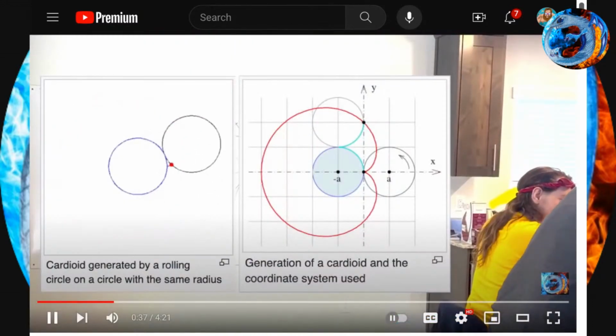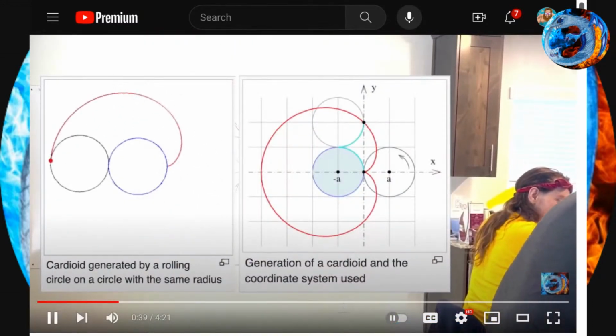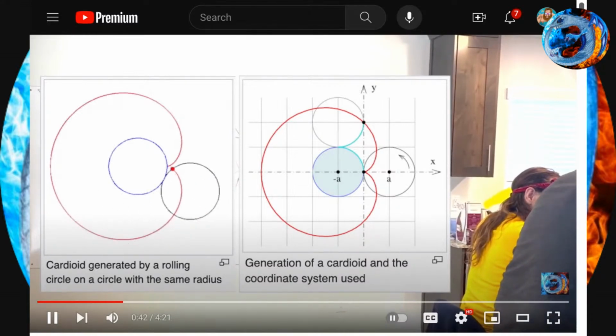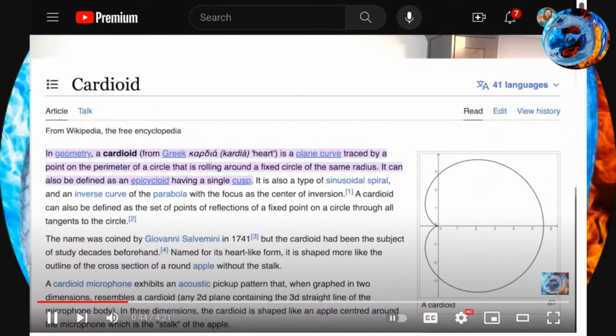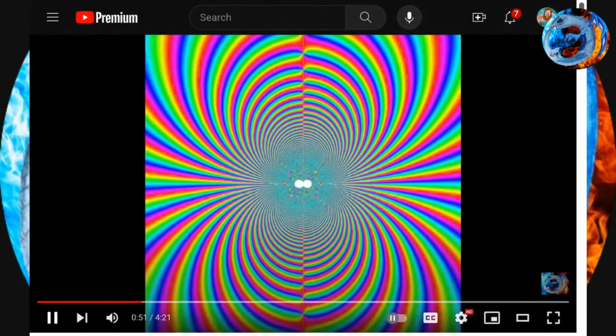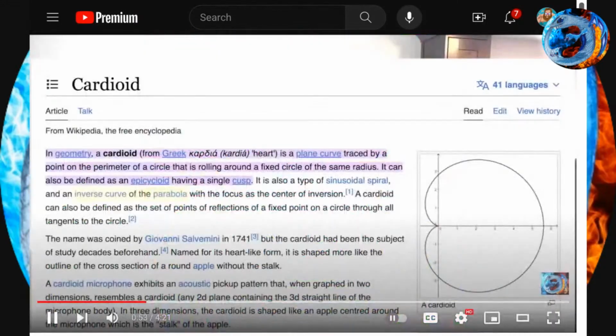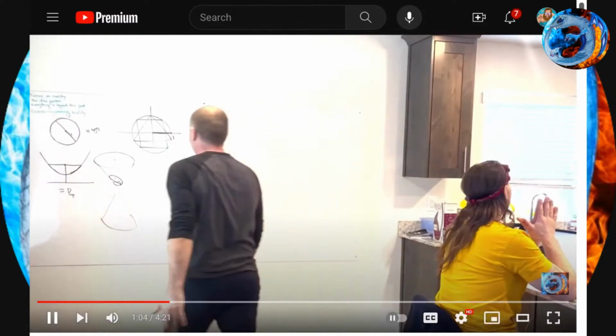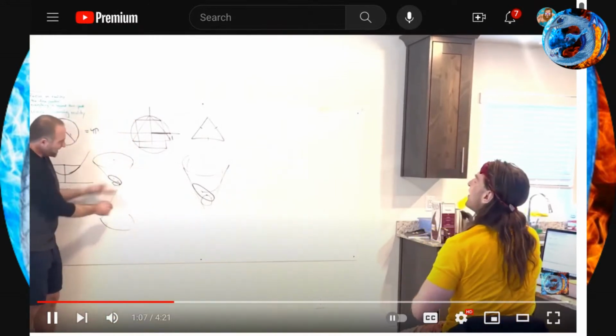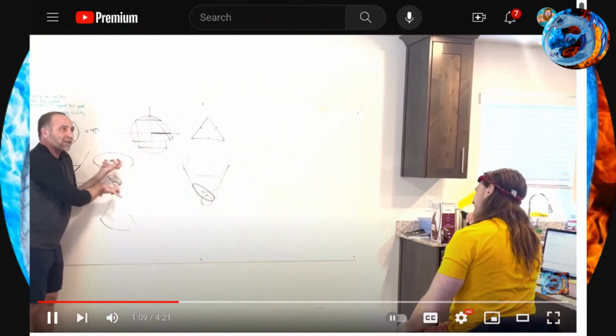Okay, but what do we want to think of this curve as? That path that follows, what kind of path is it? Well, it's the inverse curve of the parabola. It's literally the inverse curve of the parabola with the focus at the center of inversion. Okay, so now we have inverses of hyperbolas and inverses of parabolas, and this is the shape that makes hyperbolas and parabolas. So what's the inside going to look like that's holding this shape together?